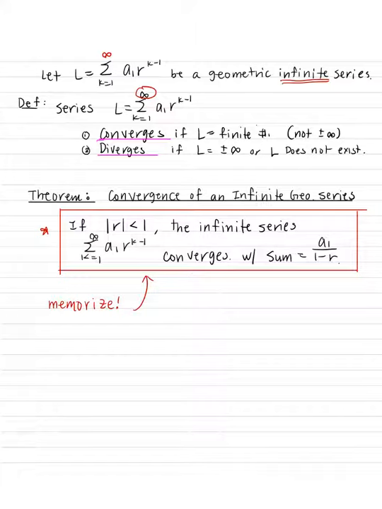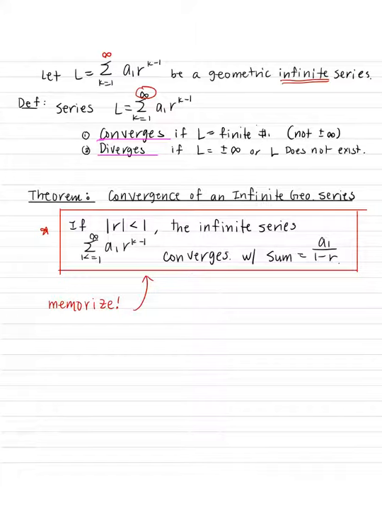So where is it going? Is it going to go to 2 or is it going to go to negative 2? We don't know. So in that case, we say that the series diverges. The next theorem is very, very important. Memorize this: convergence of an infinite geometric series. It says that if the absolute value of r is less than 1, the infinite series converges, and if it converges, we got lucky. We can actually compute the infinite sum. The formula is a sub 1 divided by 1 minus r.